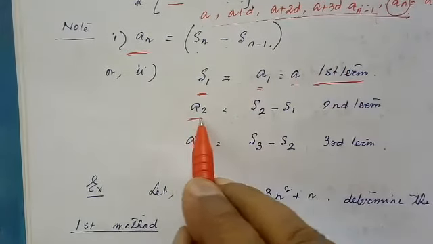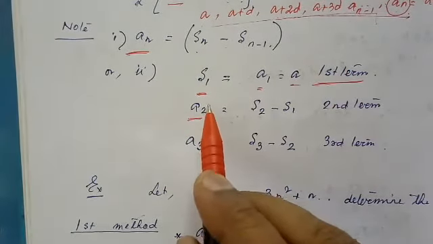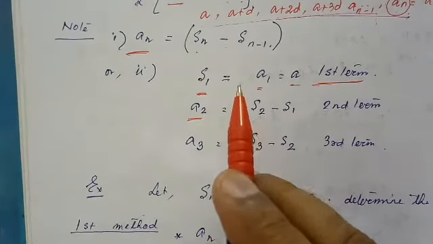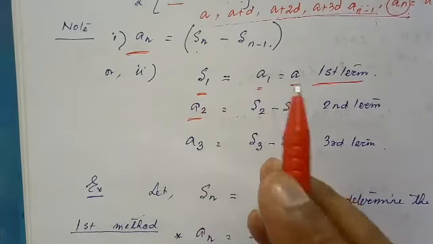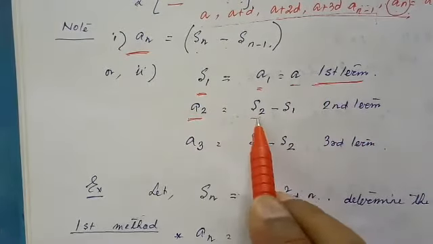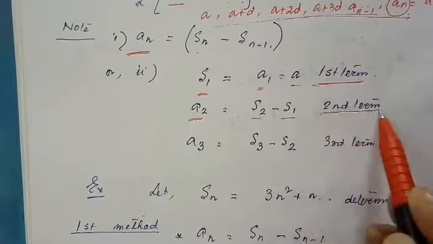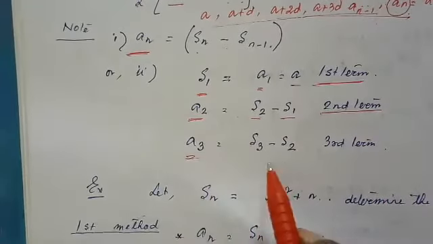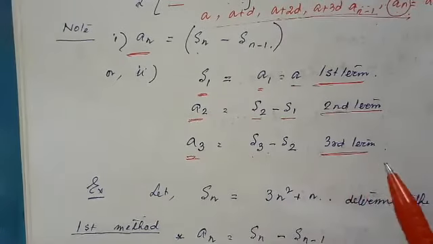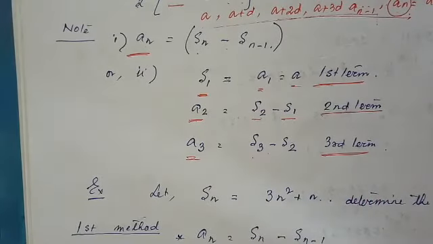Then A2, what we have to do? Let us find the sum up to second term and subtract first term from the sum. We will get the second term. So A2 is equal to S2 minus S1. Similarly, third term S3 minus S2. That is, we will get third term, and so on.